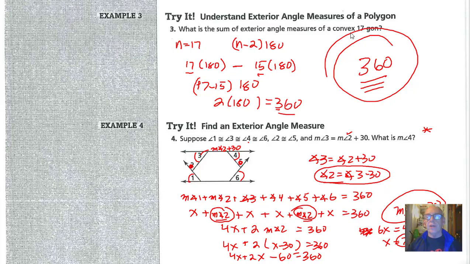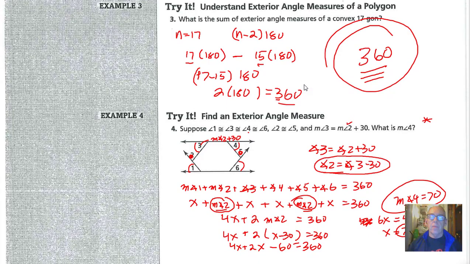So the sum of the exterior angle measures of a convex 17-gon: the number of sides doesn't matter. Exterior angles are always going to add up to 360 degrees. So we take the total number of degrees, 17 sides, we've got 17 times 180 degree interior-exterior pairs there. And we take away the interior angle measures, which is the n minus 2 times 180 part. Basically, we're left with 2 times 180, which is 360.